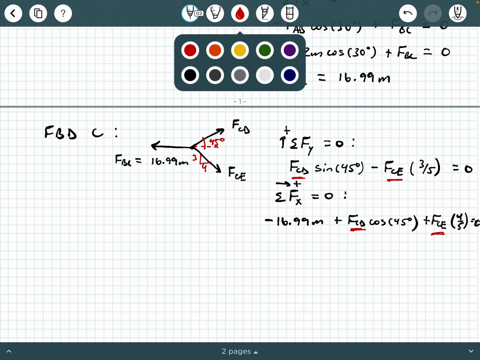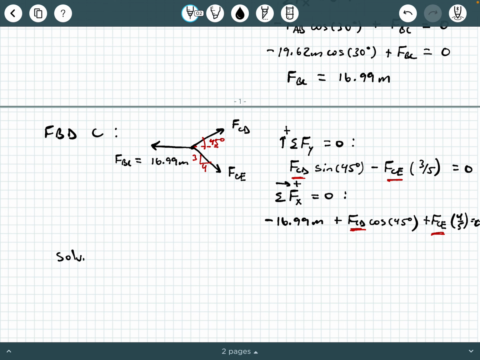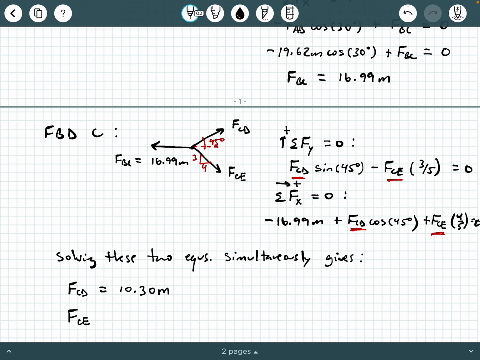So here's what I'm going to do. I'm going to say solving these two equations simultaneously gives the following. We'll get FCD equals 10.30 times m, and we'll get FCE equals 12.14 times m. Now you might be looking at this and might be saying, how did I get to those answers so quickly?